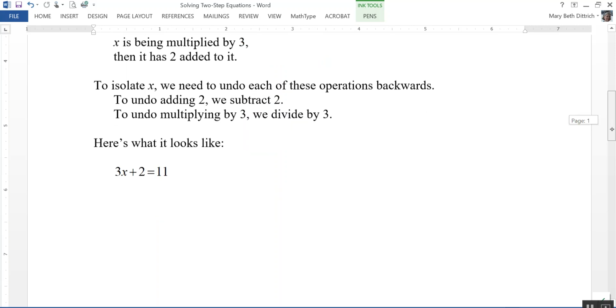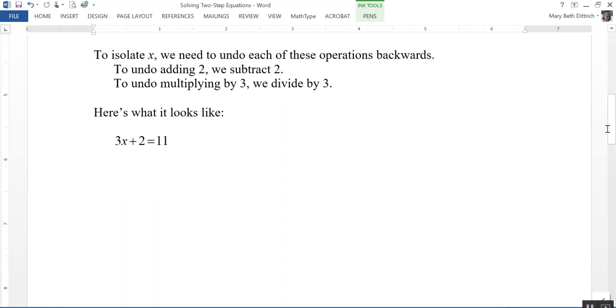Here's what it's going to look like if I were to go to solve this. Since adding 2 was the last thing done, that's the first thing I want to undo. So to undo adding 2, I'm going to subtract 2. And 2 minus 2 gives me a 0, so I don't have to worry about those. So 3x is equal to 9. And now x is being multiplied by 3, so I want to divide it by 3. So x is equal to 3.